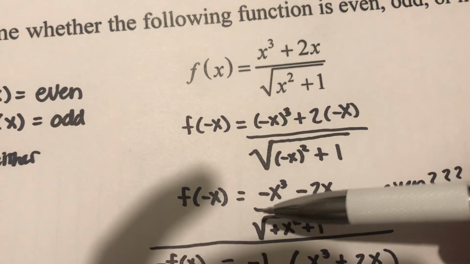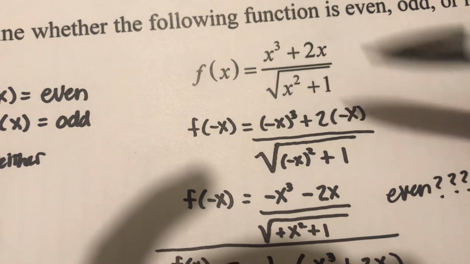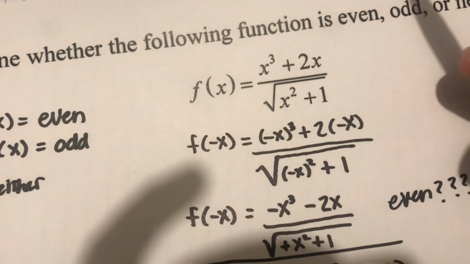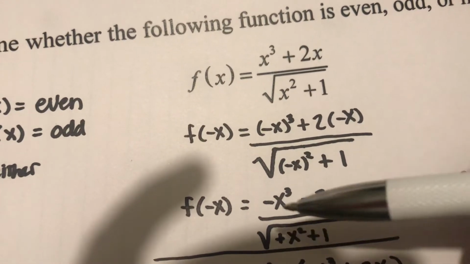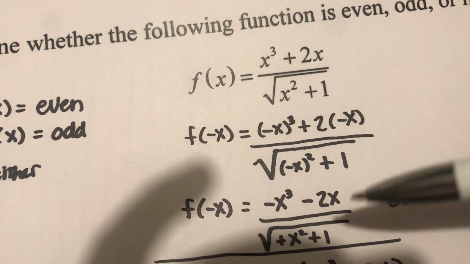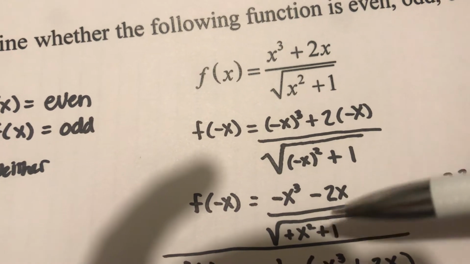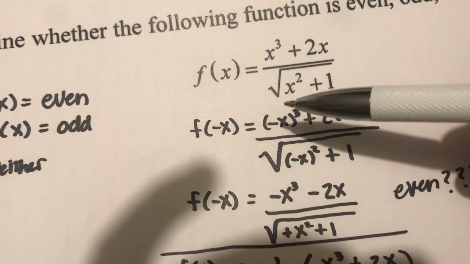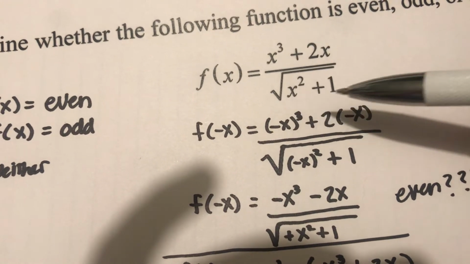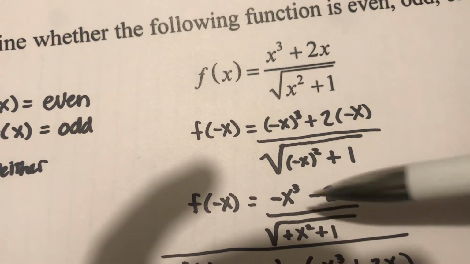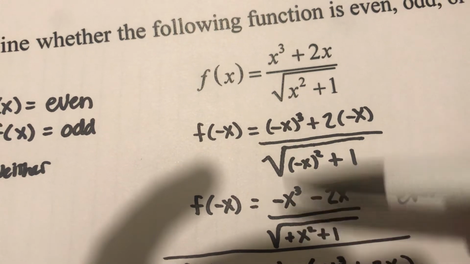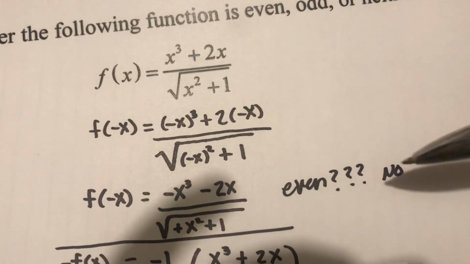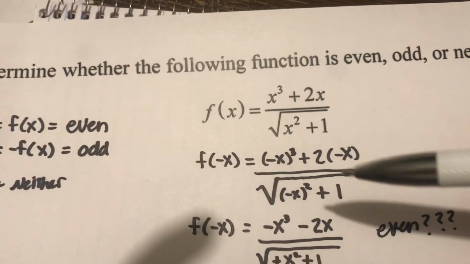And we're going to see if this is the same as f of x. And as you can see, positive x cubed is not the same as negative x cubed. Positive 2x is different from negative 2x. We do have a similar denominator. We've got the square root of x squared plus 1, which is the same down here. But since the equation does not match perfectly, we know that it's not even. So we're going to go ahead and say no, that is not an even function.